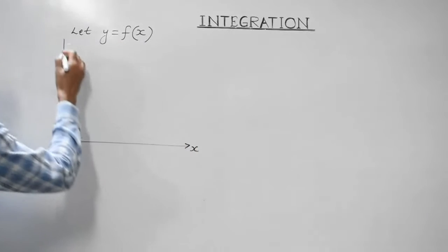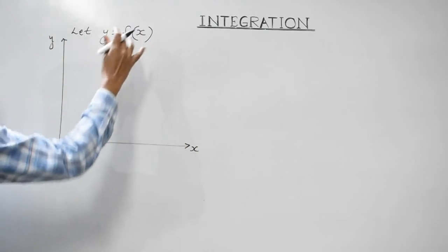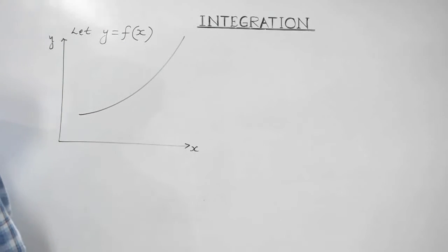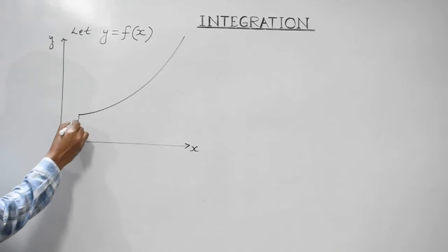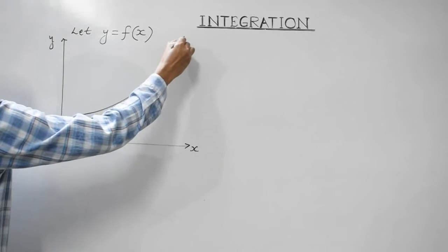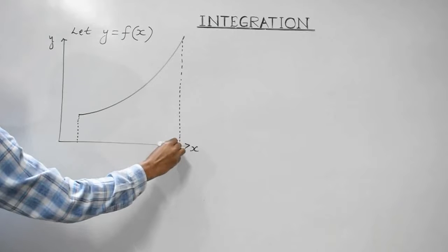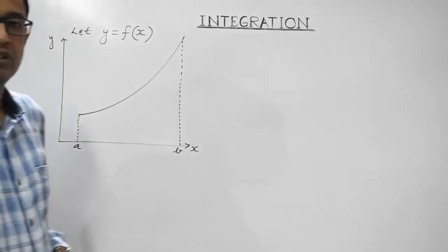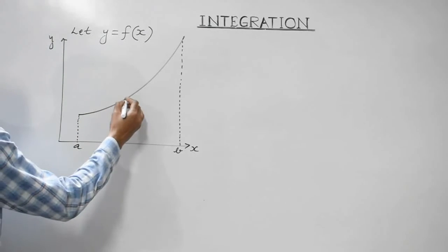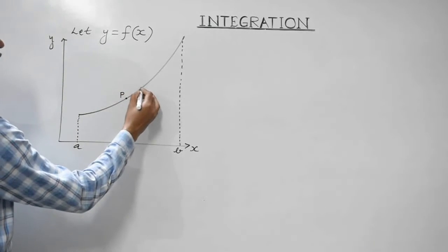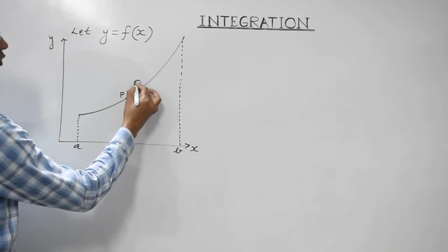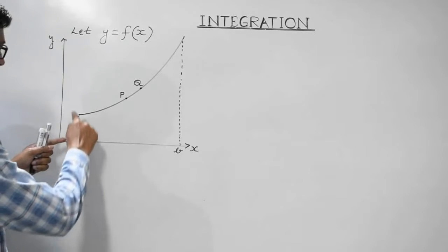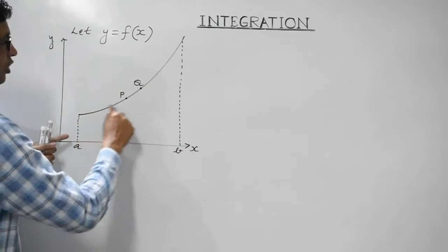Now suppose we consider this to be an xy graph, and if you plot y equals f(x), suppose the graph comes out like this. Let's draw perpendiculars to the x-axis. This is suppose A, and let us consider this to be B. Also, students, consider these two points P and Q on the curve which are lying infinitesimally close to each other.